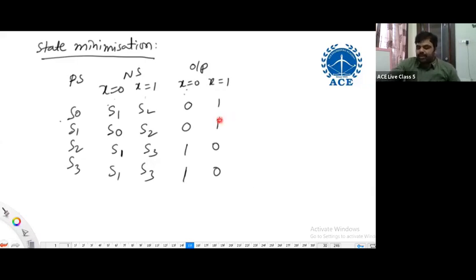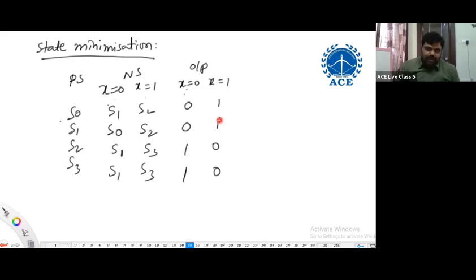So what I've been mentioning is that two or more states are behaving the same. Then we can merge those states. What do you mean by behaving the same? The next state for X equal to 0 and for X equal to 1 match for those two states, and the output for X equal to 0 and X equal to 1 also match. These are the important things we need to observe.